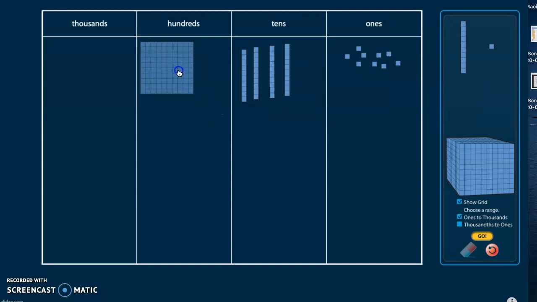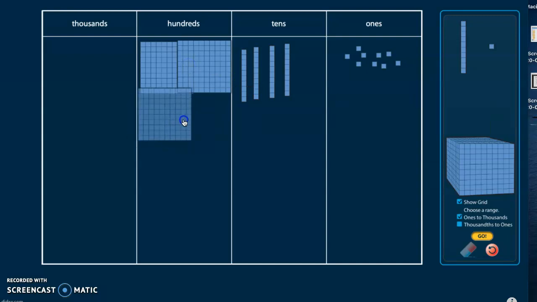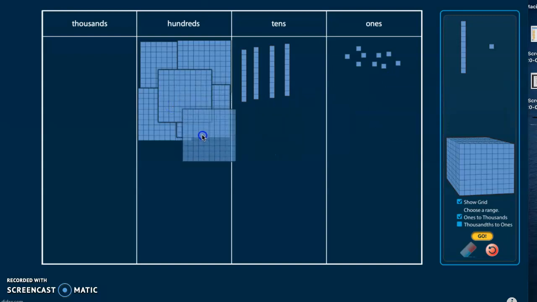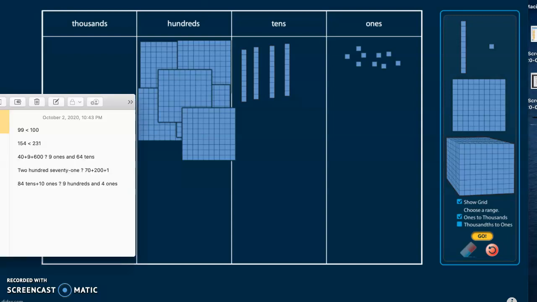Oh boy. So 1, 2, 3, 4, 5, 6. My goodness, that's a lot of them. All right, now what do we need for our second number? We need 64 tens. So if we need 64 tens, that could also mean 6 100s and 4 tens, right? Right. So that's what we're going to do.